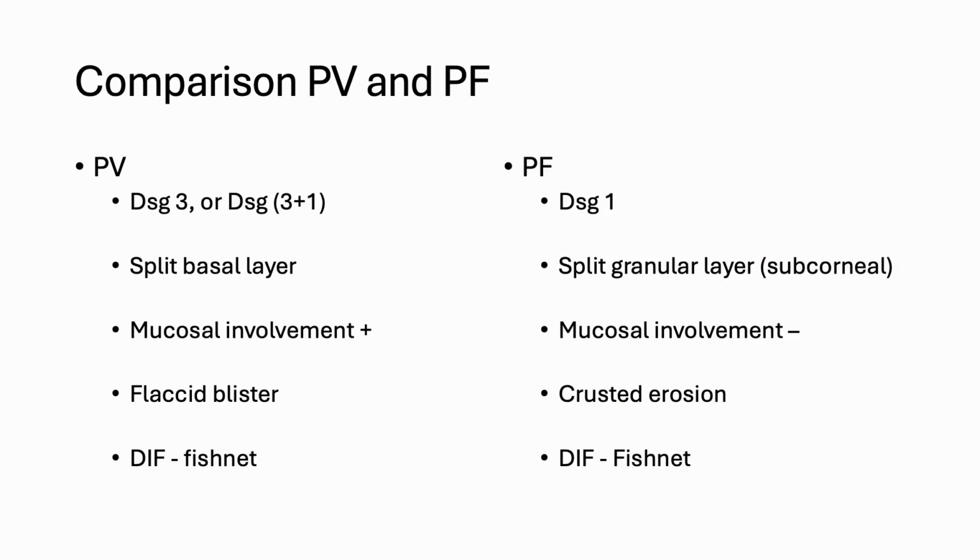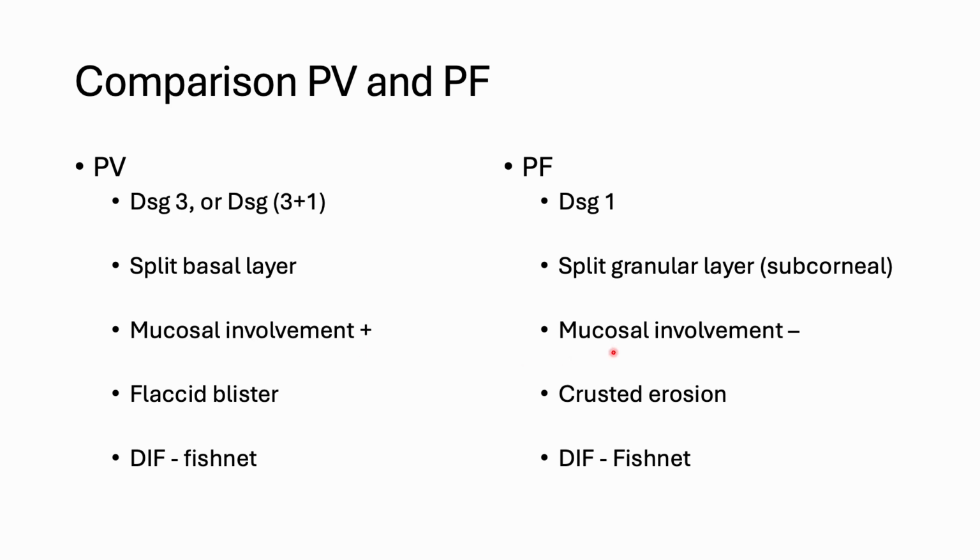Okay, now I think we can quickly go through the comparison of PV and PF. For the PV, we have DSG3 or DSG3 plus 1. For the PF, we have the DSG1. And the separation of the PV is at the suprabasal layer. In contrast, the PF is at the granular layer, subcorneal. The PV has mucosal involvement.